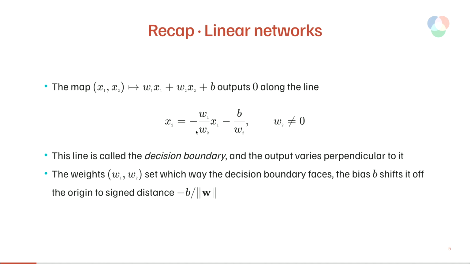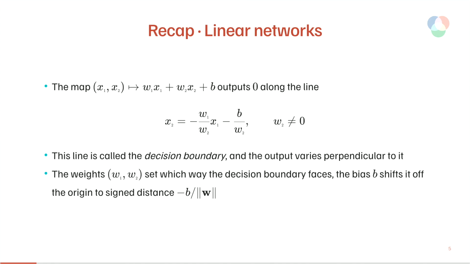So you have your slope here, and then you have your y-intercept here. And this line is typically called the decision boundary, and the output of this linear network varies perpendicular to it. And you'll see all of this in a second in the animation, so if this is a bit fuzzy right now, I think it'll become clear in a second. So importantly, the weights you choose decide basically how this decision boundary is placed in the 2-dimensional plane.